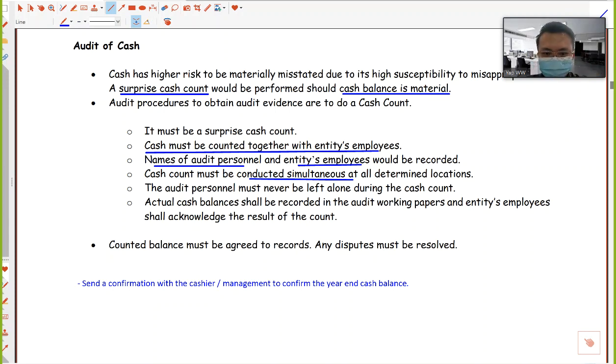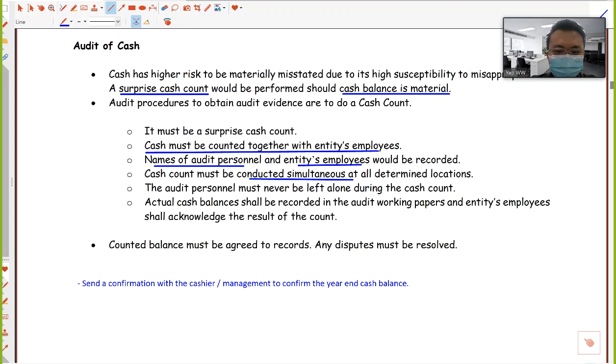After you count in location A, you travel to location B. Management brings the cash from location A to location B for you to count again. Then they are cheating. Say they have 10 million, actually they have 1 million only. The audit personnel is never left alone, of course. If left alone, later the cash goes missing, the auditor has to compensate them.